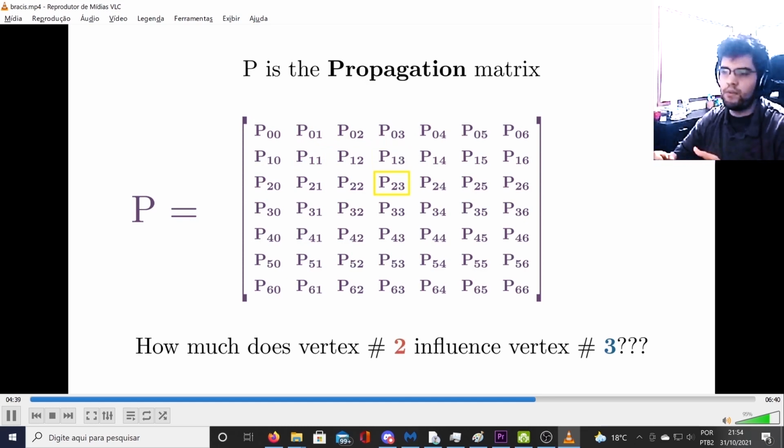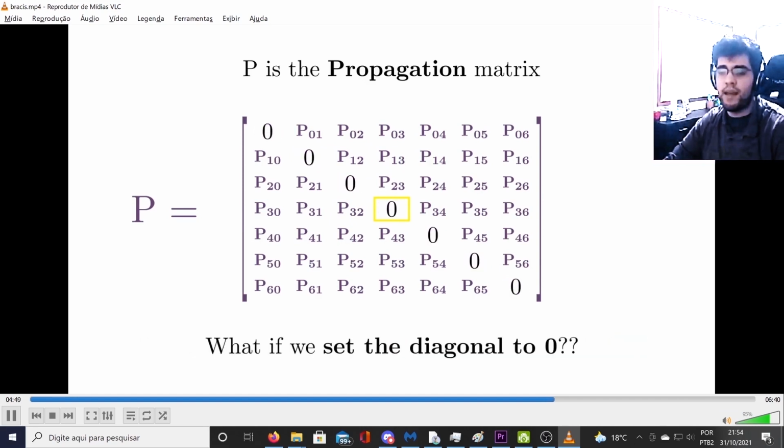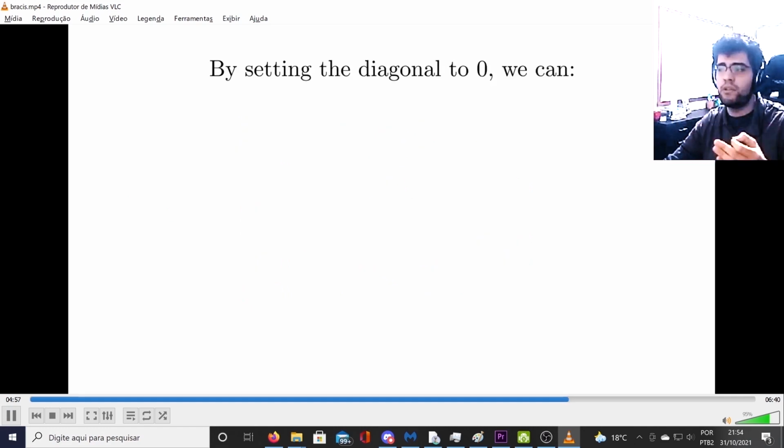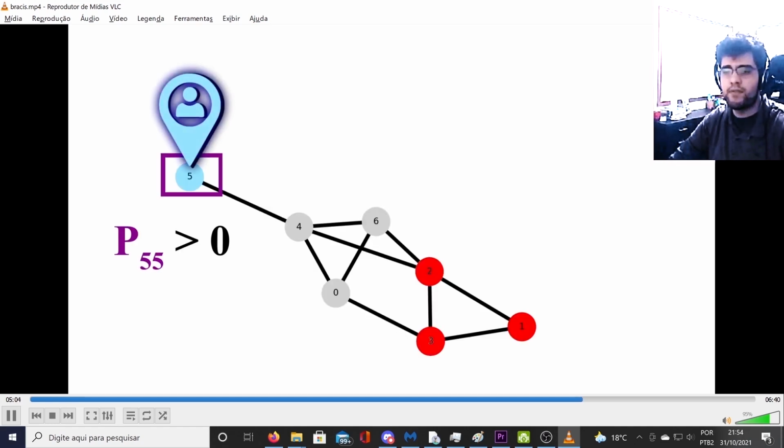All right. So what matrix P tells us is how much a vertex influences another vertex, and this matrix will unfortunately be dense. And what if we set the diagonal to 0? This is the central question of our work. We get this propagation matrix and we set the diagonal to 0. By setting the diagonal to 0, we can, for example, identify noisy labels. And we'll see why that is.